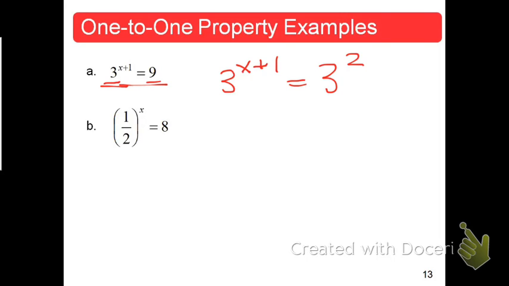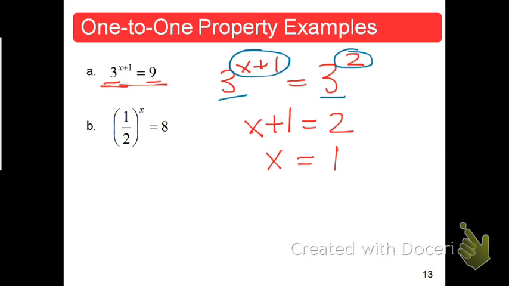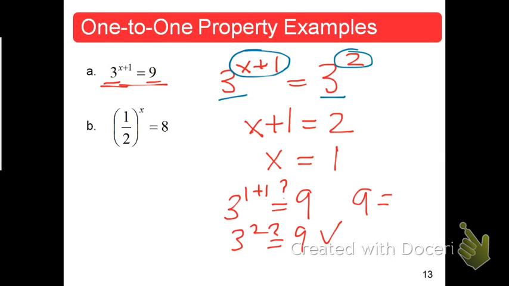So what do we notice? We now have the same bases, and so therefore our exponents must be equal to each other. So we can say that x plus 1 must equal 2. Solving this equation, subtracting 1 from both sides, we get x is equal to 1. And let's see if that works. If we plug back into our original equation, 3 to the 1 plus 1, does this equal 9? 3 squared, does this equal 9? Of course, 3 squared equals 9. And so this is how we solve using the one-to-one property.